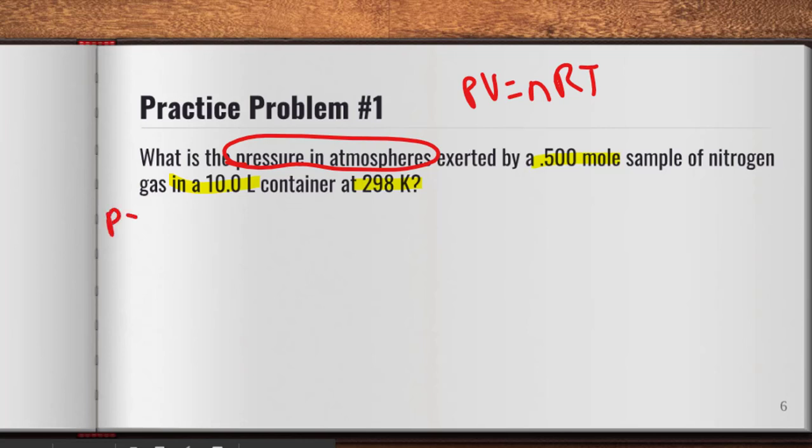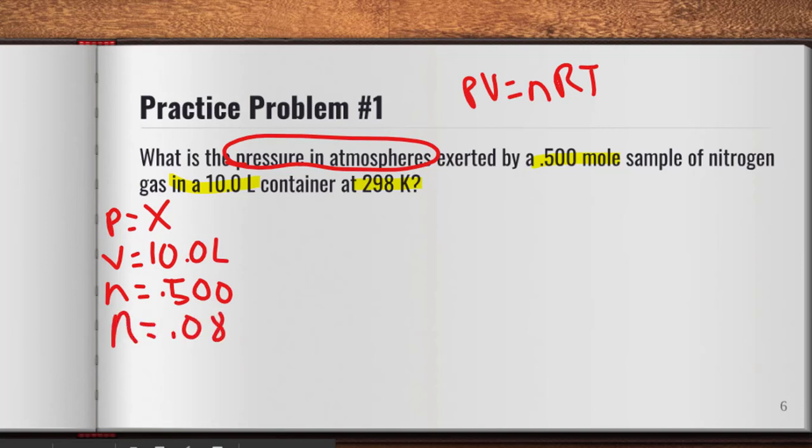P is our unknown. That's what we're trying to get at, so we'll call that X. V is our volume, which is 10.0 liters, and that's in the proper unit that we want. N is moles, which we're given, 0.500. That's good. R is our gas constant, so that's 0.0821. And our temperature is given already in Kelvin, so that's 298.